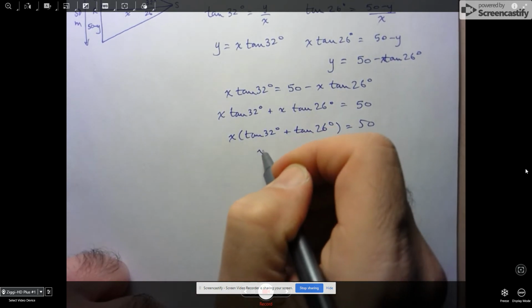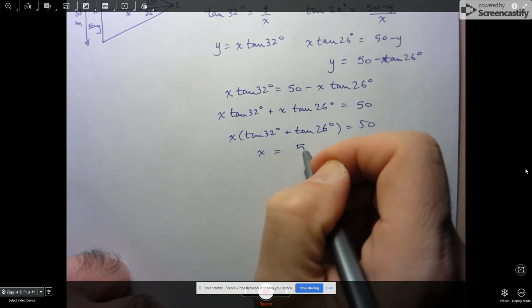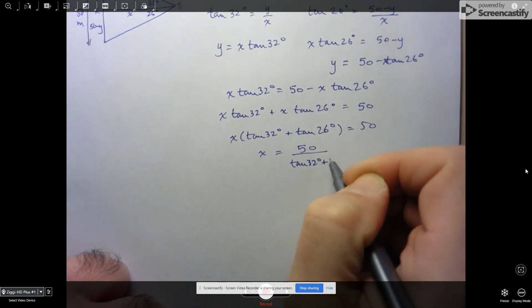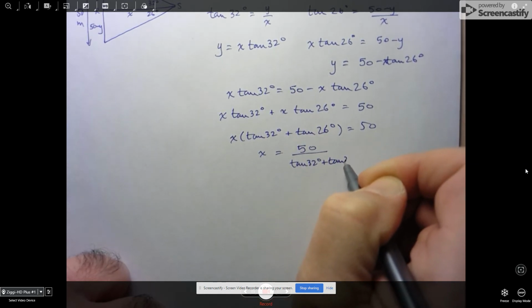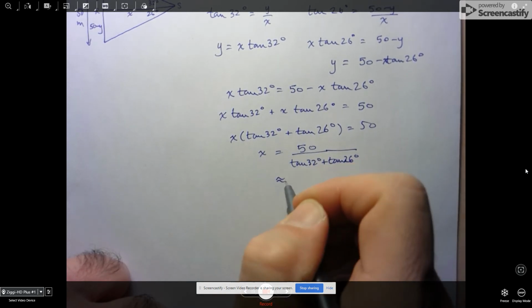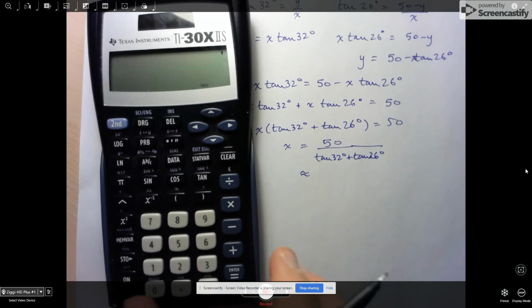And so now to finish this off, I just have to divide by this number, both sides of the equation. So I end up with 50 over tan 32 plus tan 26. And now I can calculate this. Now I'll make my estimate. Okay, the later I wait to make the estimate, the more accurate an answer I have. So let's get our calculator out.